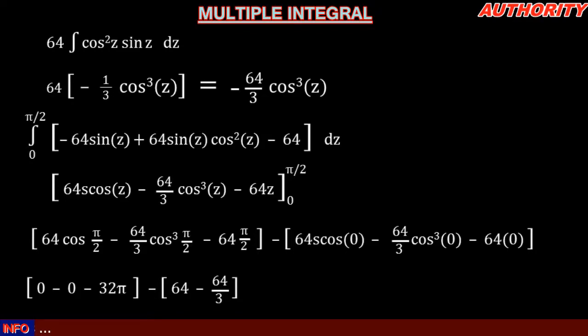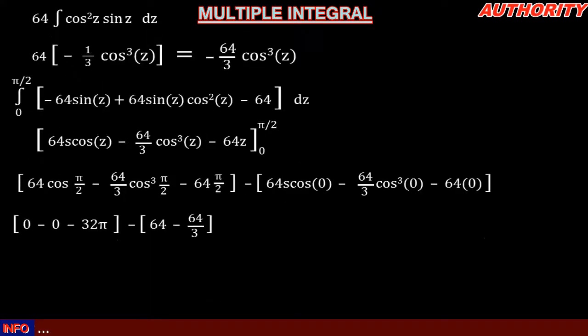All right, good. Now when you say 64 minus 64 all over 3, it's going to give us 128 all over 3. All right, good. And then when you say 0 minus 0 minus 32 pi, it's going to give us minus 32 pi. So here we have minus 32 pi minus 128 all over 3.